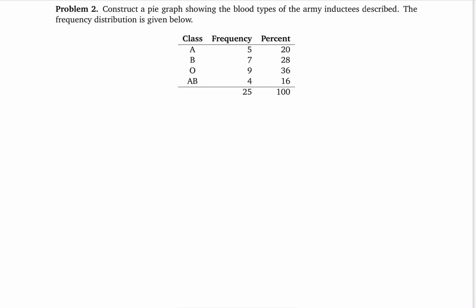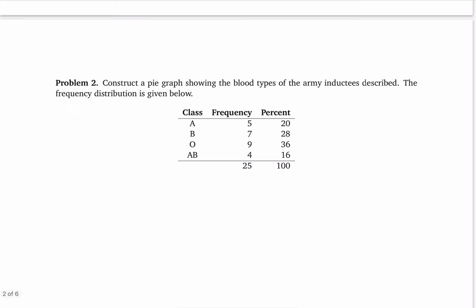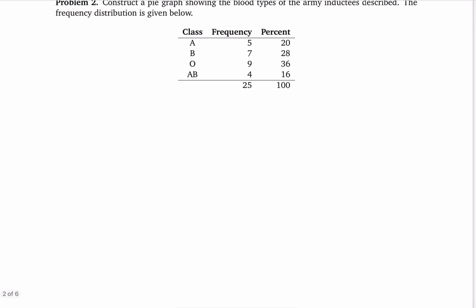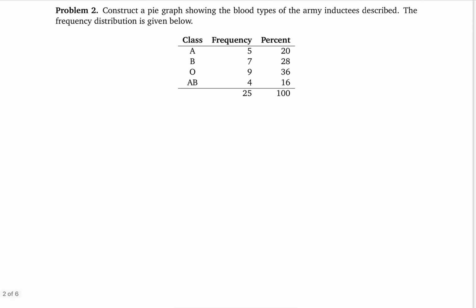Last week on Thursday, we did this one. Let me do number two. Number two is to construct the pie graph showing the blood type of the students. Describe the frequency distribution.